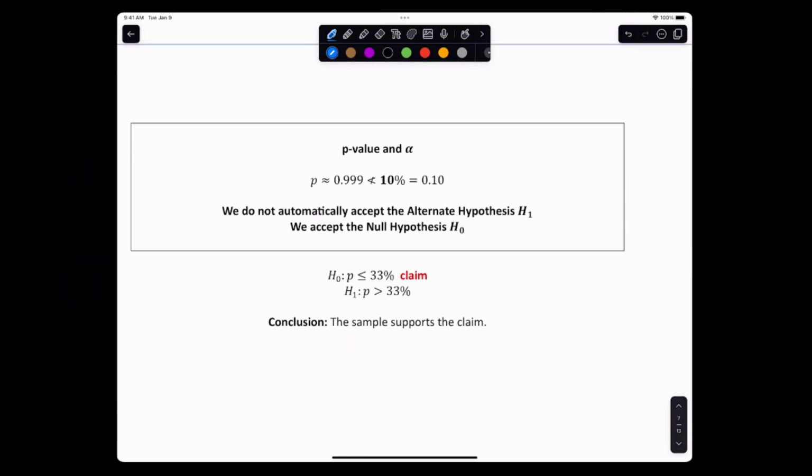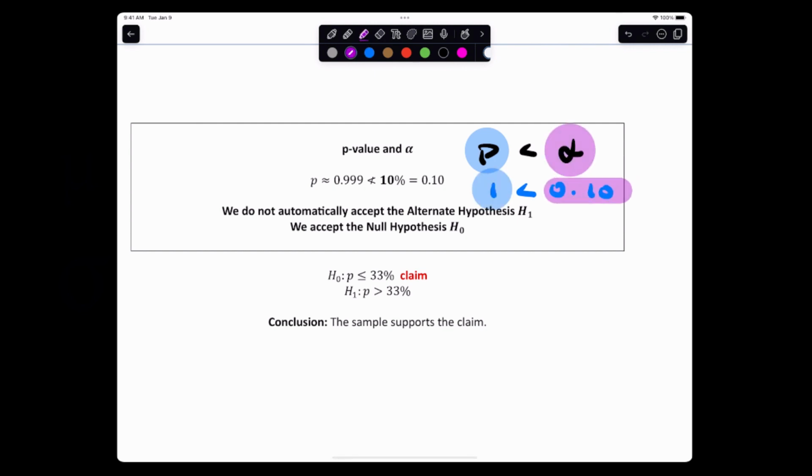Notice what I have here. You just have to check. Is the p-value smaller than alpha? Is 1 less than that 10%? Okay. P-value is 1. Alpha is 10%. Is that true? What do you guys think? Is 1 less than 10%? Nope. So what does that mean? You keep the null. We keep the null.